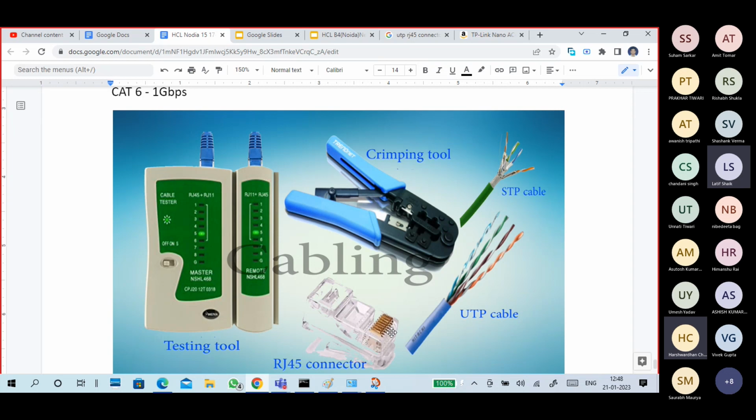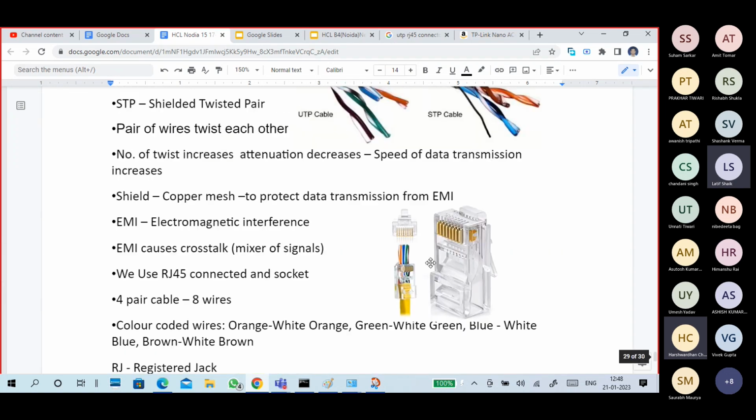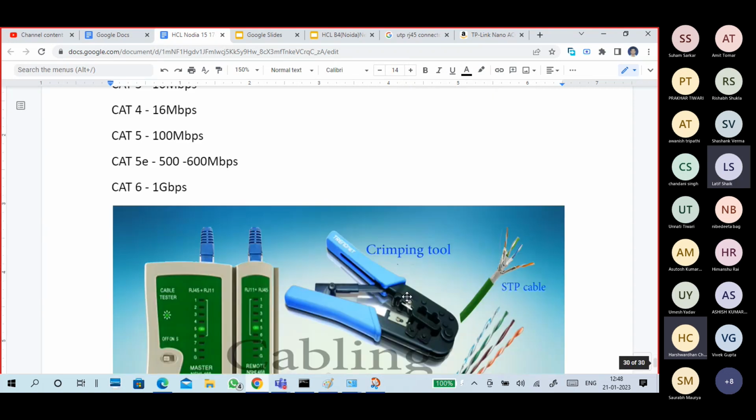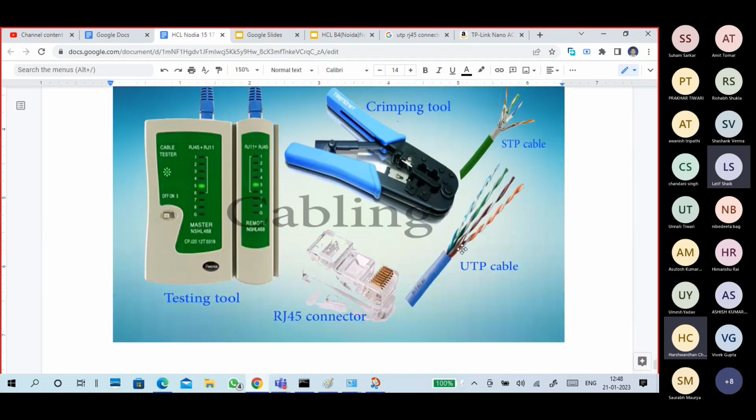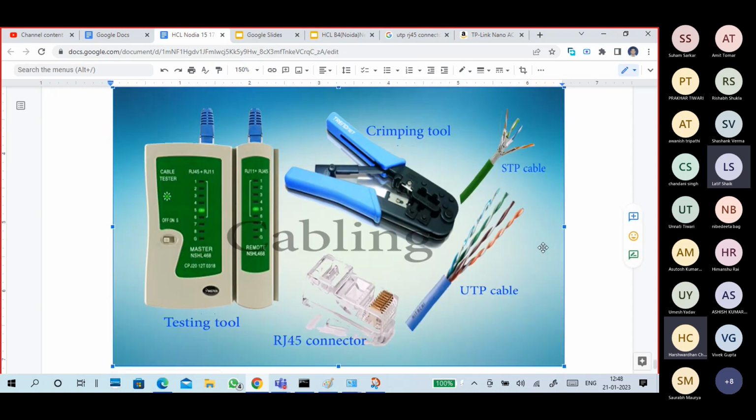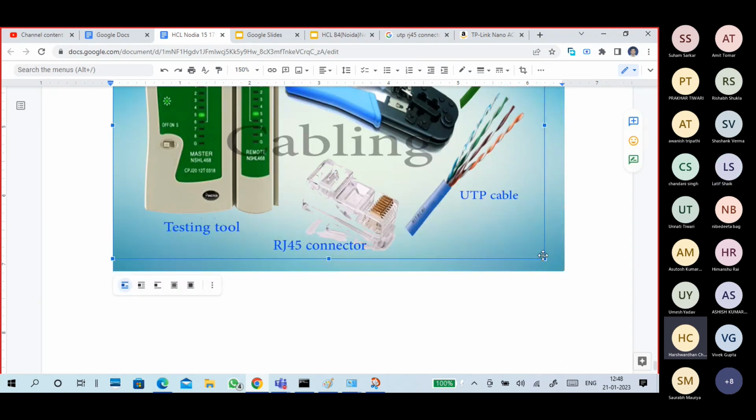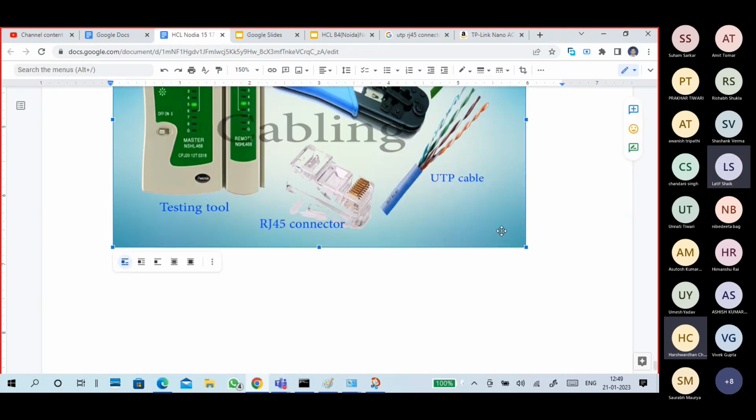This is a crimping tool. See, this is the RJ45 connector. This is our UTP cable. You have to connect like this. So we need a crimping tool. You have to open these wires from the cable, put the wires in the proper order, insert them into this RJ45 connector, and put it into the crimping tool. Or try any YouTube videos to understand how to do that. Okay, so these are the tools we use in this network.